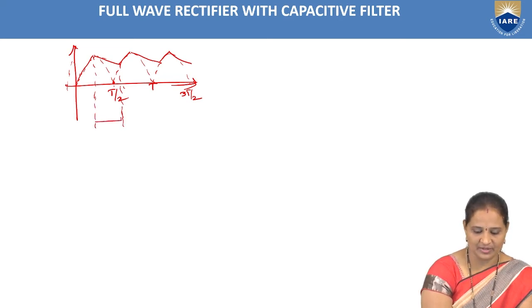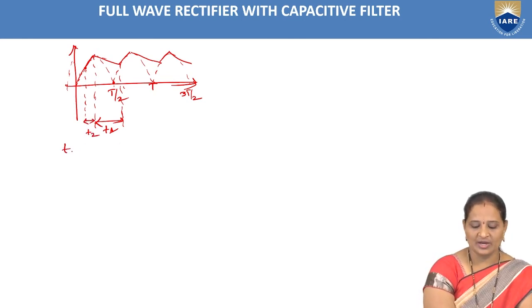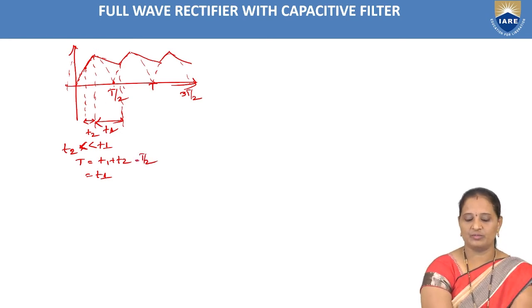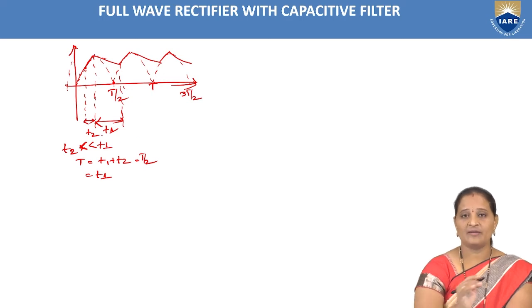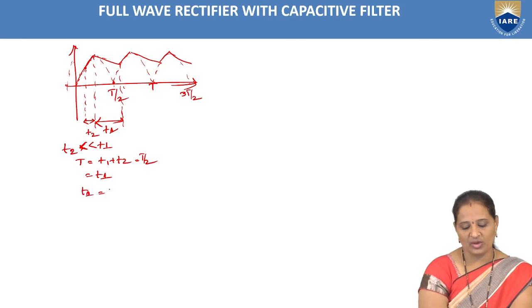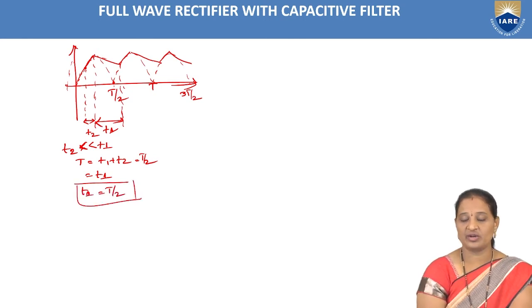This is my discharging time period. Let us consider this as T1, whereas my charging time period is T2. As I told you, T2 is very much less than T1. The complete period is equal to T1 plus T2. As T2 is very small, we can consider the complete period as T, which means during a half cycle only the capacitor is charging and discharging. So T1 is now equal to T by 2. You have to remember this.